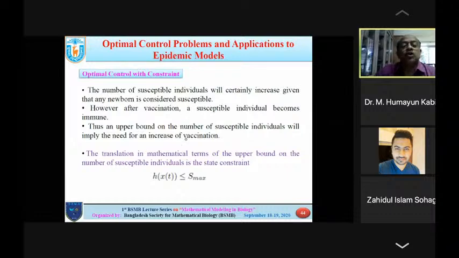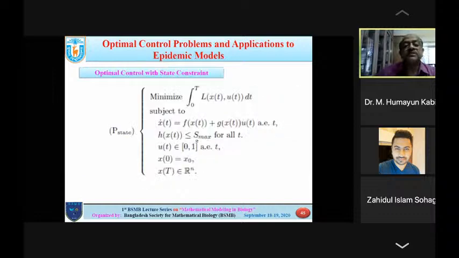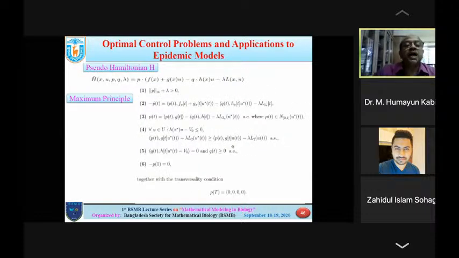So if we want to minimize this susceptible population, we have to put a restriction on the susceptible population. This is called a state constraint on the susceptible population. If we put a state constraint on the susceptible population, the susceptible population always stays below a certain number, and then our vaccinated population goes up. So this is our main idea, to maximize our vaccinated population. So this is the state constraint optimal control problem.